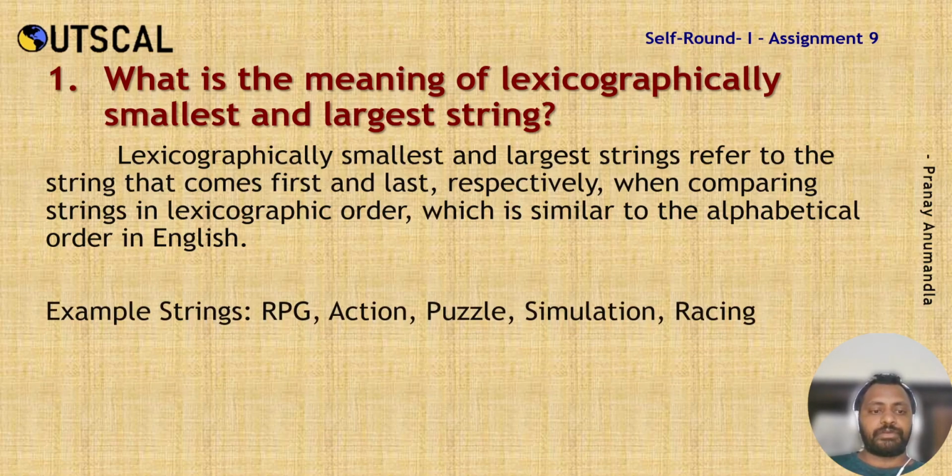These are the example strings: RPG, action, puzzle, simulation, racing. Action is starting with A, and there is no other string starting with A, so action will be the smallest. After A, B, C, D, comes P, then Q, then R. R we have two, so racing and RPG will come after puzzle.